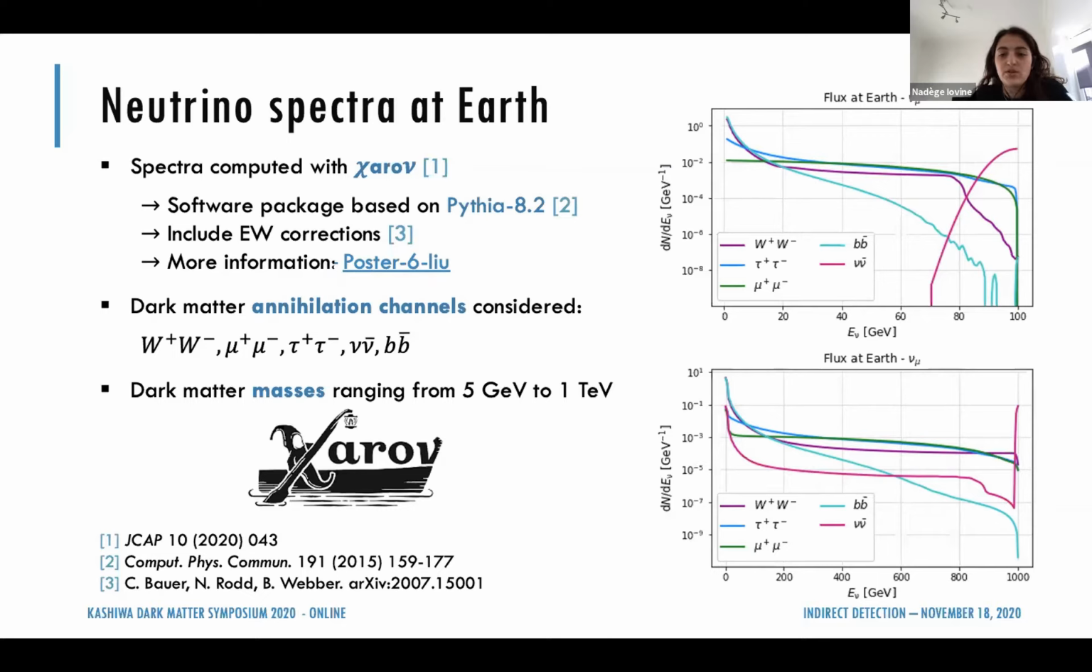So the two plots on the right are showing the spectra for all the dark matter annihilation channels considered and for dark matter masses of 100 GeV and 1 TeV. So both spectra are at Earth for muon neutrinos.